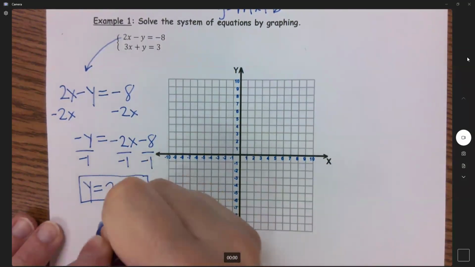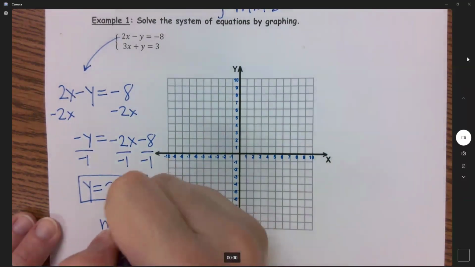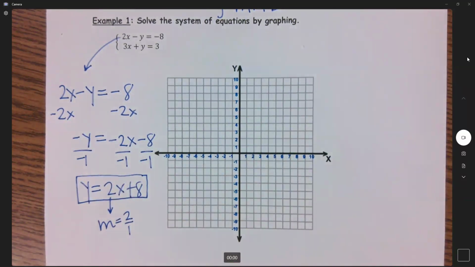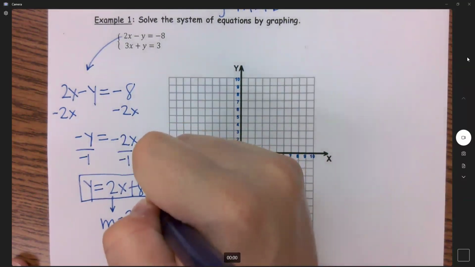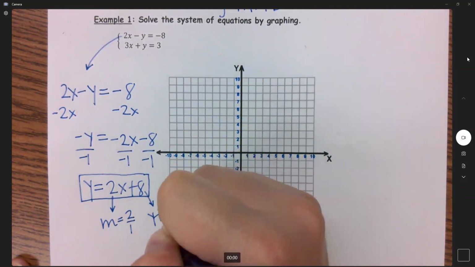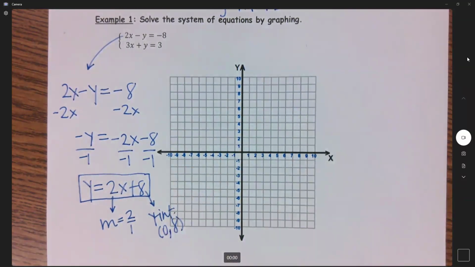This 2 right here represents my slope. So if my slope is 2, then that's the same as 2 over 1. And then this 8 represents my y-intercept. So my y-intercept is at the ordered pair 0, 8.